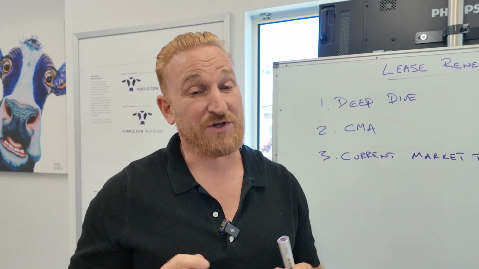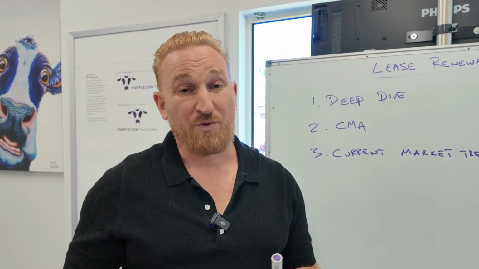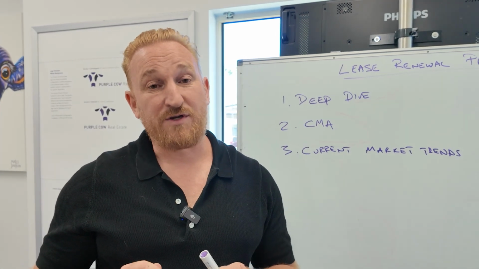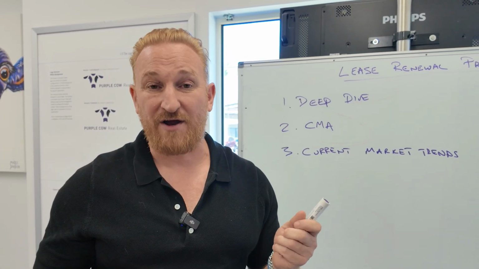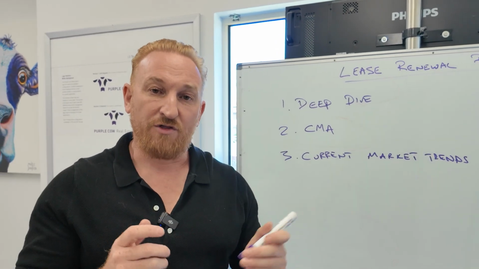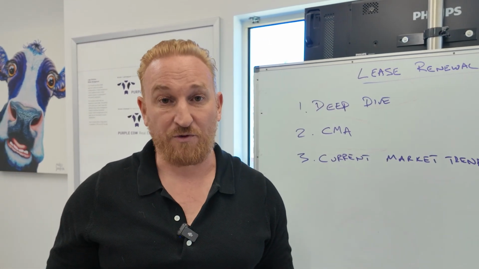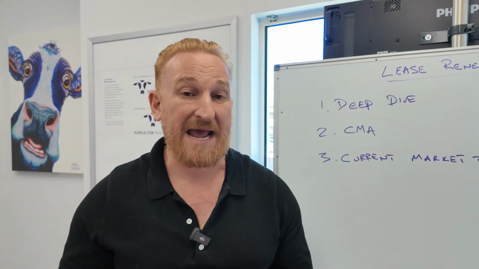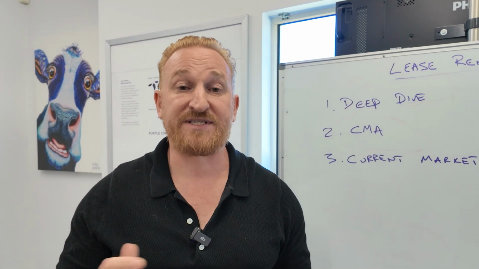Step 2 is we do what we call a CMA, which stands for Comparative Market Analysis. Now what we do is we actually use CoreLogic or RP data, which all the valuers use. Now this will give us historical evidence on the rentals in the area of what they've been renting for. However, there is a bit of a downfall with this, and this is why we don't include CMAs into our lease renewals when we present them to you.